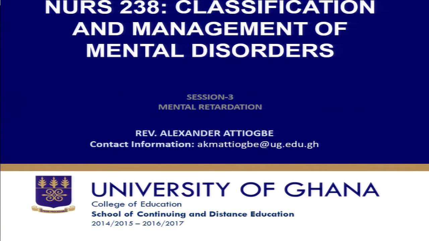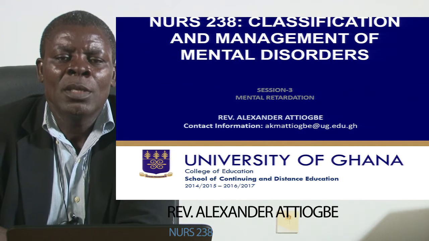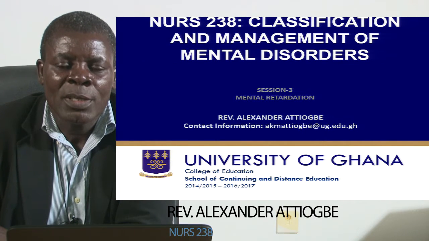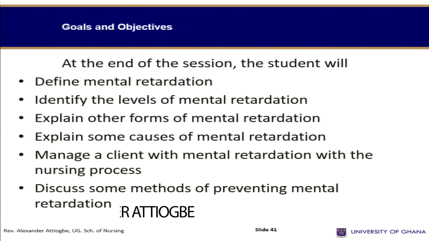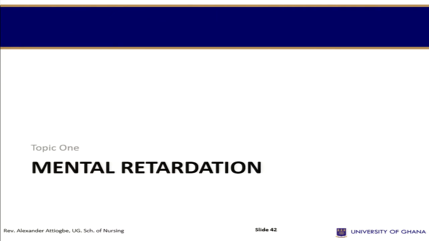Welcome back. This is session 3 of NURS 238, Classification of Management of Mental Disorders. This time we're going to look at mental retardation. At the end of the session, the student is required to define mental retardation, identify the levels of mental retardation, explain other forms of mental retardation, explain some causes of mental retardation, manage a client with mental retardation with the nursing process, and discuss some methods of preventing mental retardation.